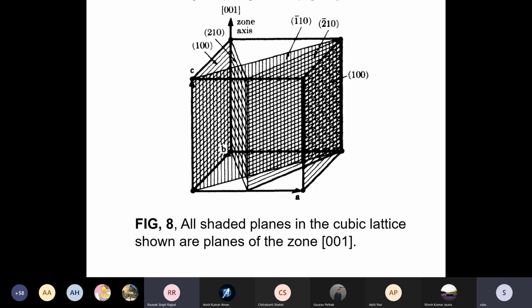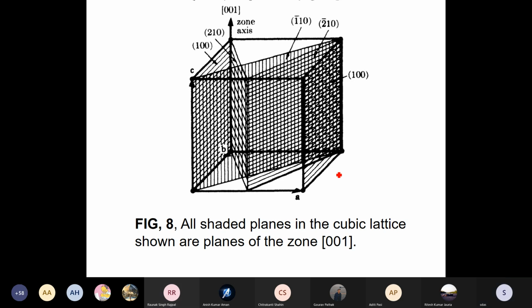Sir, all of them pass through an edge. I didn't understand. Pass through the Z axis. Sir, all of them pass through the Z axis. Yes. So they intersect each other, right? Because they are not parallel to each other. And that line of intersection is parallel to the z-axis, means 0, 0, 1 direction. Am I right?